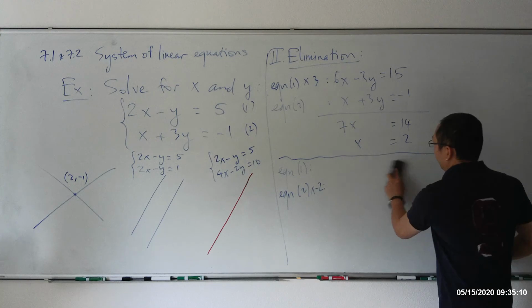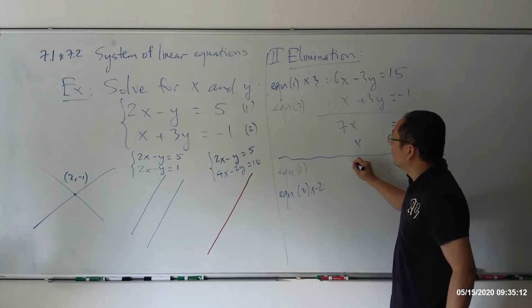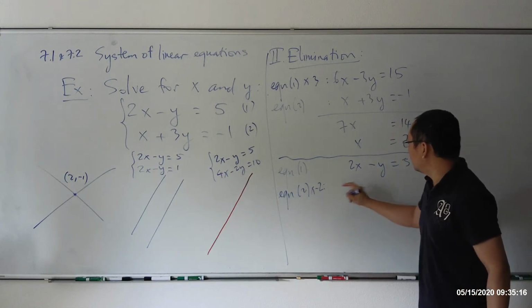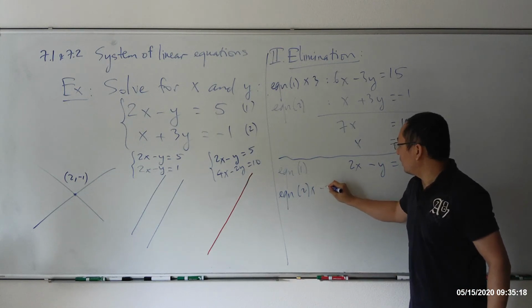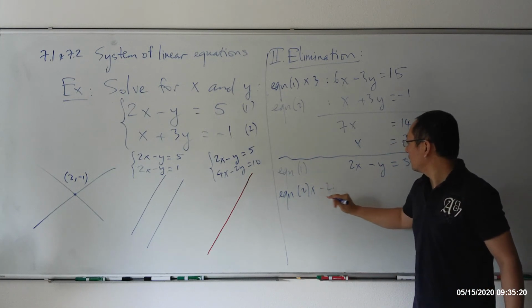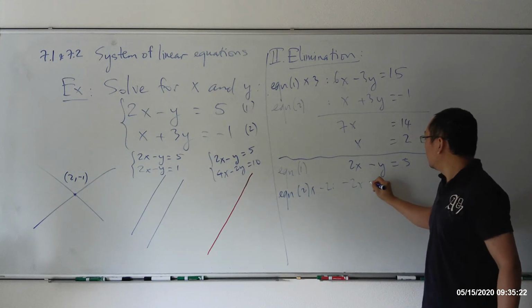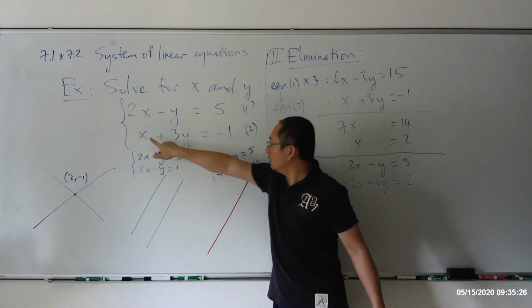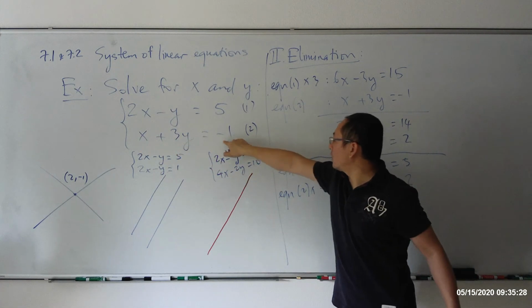Let's write it down so I've got more room to write. 2x minus y equal to 5. Equation number 2 is, after times negative 2, we have negative 2x, negative 6y equal to 2. Negative 2 times 3 is negative 6, negative 2 times 1 is 2.